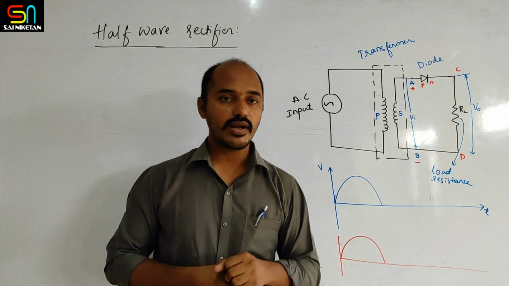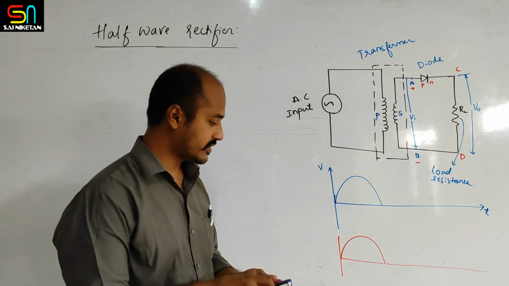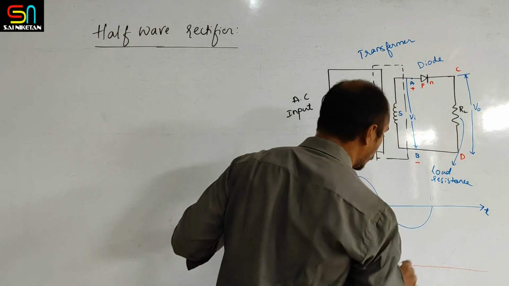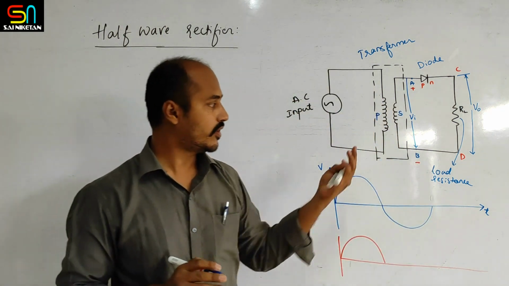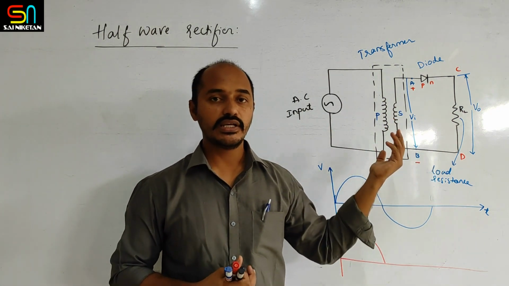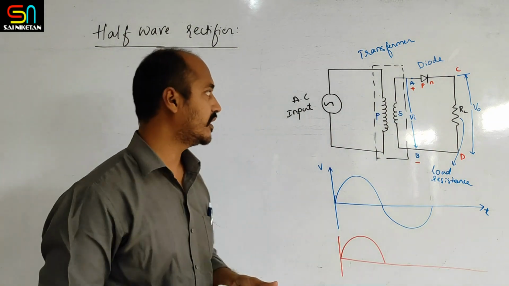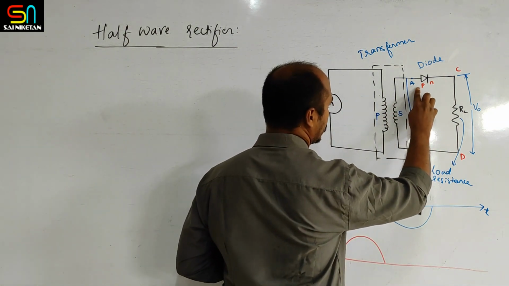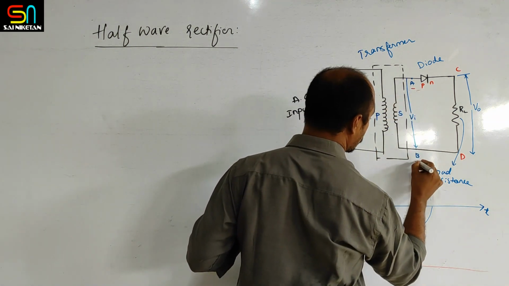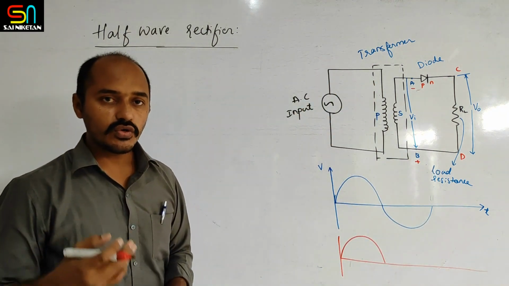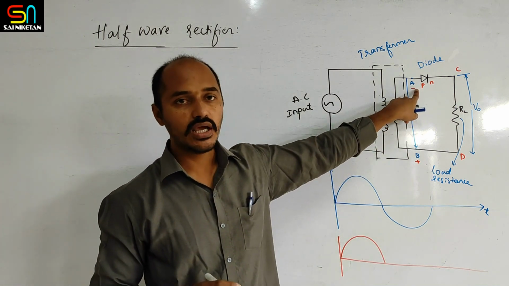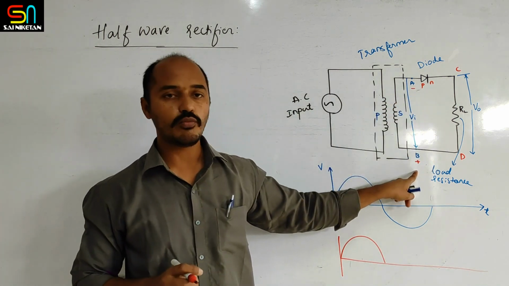Next, the second one is the next half cycle, you can say the negative half cycle. When the negative half cycle flows through the primary coil, in the secondary coil, according to requirement, the negative half cycle is induced. For the negative half cycle, this point A becomes negative, and B becomes positive. So it indicates that P of the semiconductor diode is connected to the negative terminal and N is connected to the positive terminal of the battery.